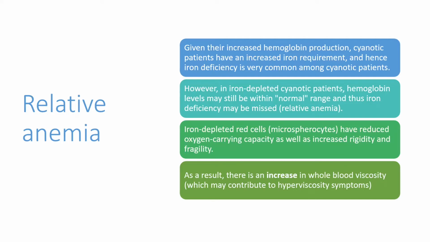So sometimes these patients can have giddiness, headache, all the hyperviscosity symptoms that we're talking about. But remember, that anemia can be easily missed in patients with tetralogy of Fallot because they can be iron deficient even in the presence of a normal hemoglobin.